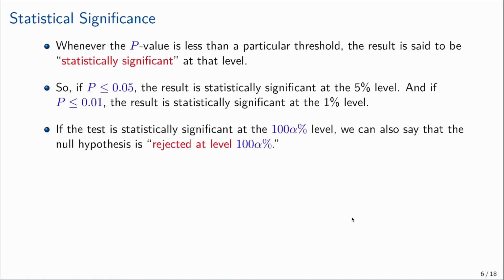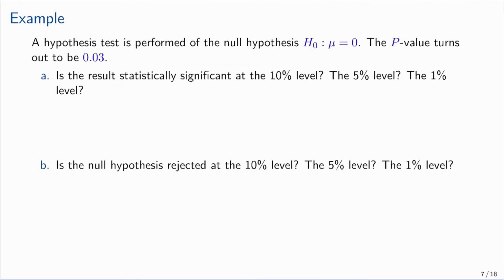In general, when we use the alpha term, we are referring to a fraction which is between 0 and 1. For example, the hypothesis test is performed on a null hypothesis, mu equal to 0, and the p-value is equal to 0.03. 0.03 is 3%. Question: is the result statistically significant at the 10% level, at the 5% level, at the 1% level? Well, because we obtain 3%, we can say that it is statistically significant at the 10% level, at the 5% level, but not at the 1% level.